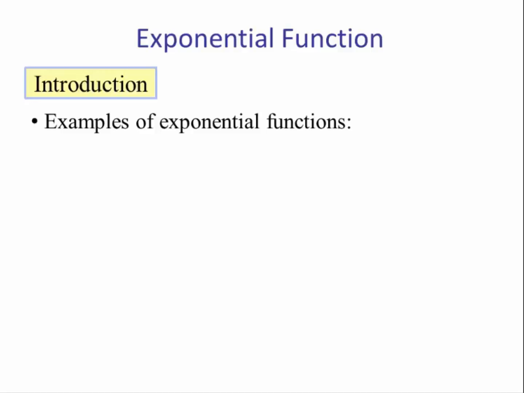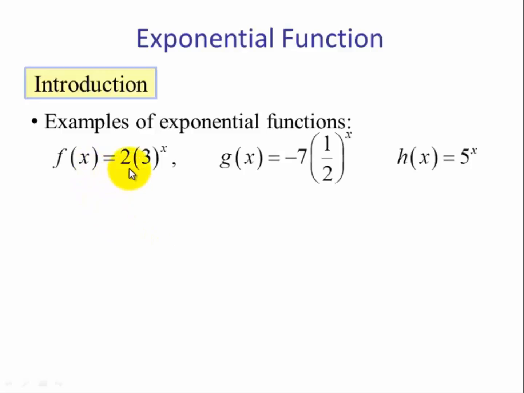Lesson objective. Exponential function. Introduction. Examples of exponential functions are f of x equals 2 times 3 raised to the x power, g of x equals negative 7 times 1/2 to the x power, and h of x equals 5 to the x power. So in this chapter we will use the exponential function to model data. All three of these functions are an example of an exponential function. The key is the base is a number, a numeric value, and the power is the variable. That is what makes an exponential function.